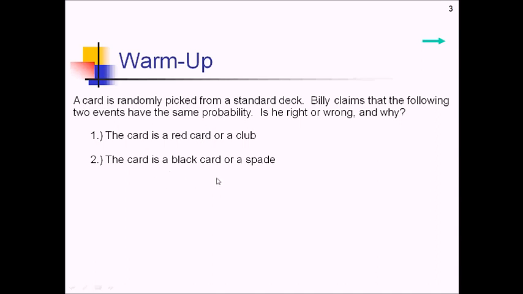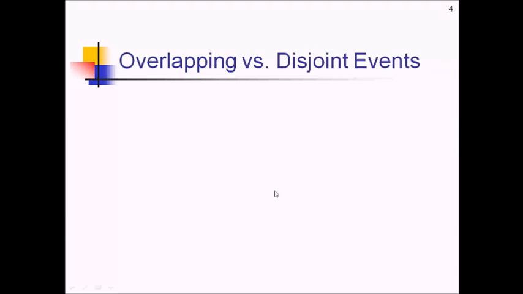This one down here now, black card or spade, are there some black cards that are also spades? Well, yes, there are, because spades are one of the two black suits. So whatever we count for this condition over here, we're also going to be counting some of the cards that fall in this condition. So I'm not sure these are both going to give us the same probability when all is said and done.